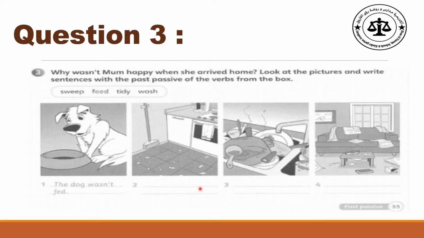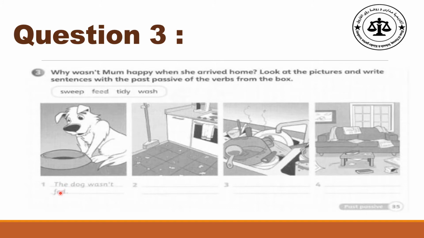Now the last question from this page. Number 3. Why wasn't Mom happy when she arrived home? Look at the pictures and write sentences with the past passive of the verbs from the box. So we want to make sentences according to the pictures and use these verbs: sweep, feed, tidy, and wash.